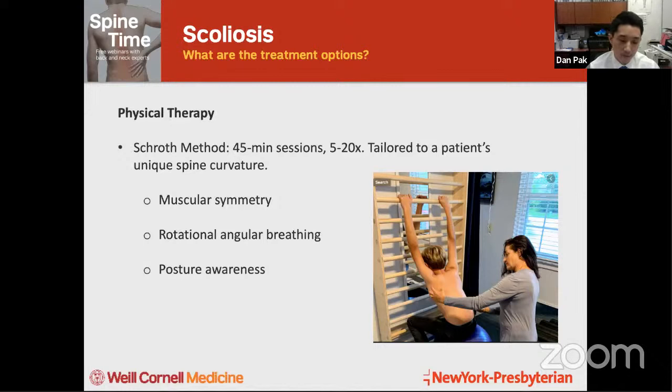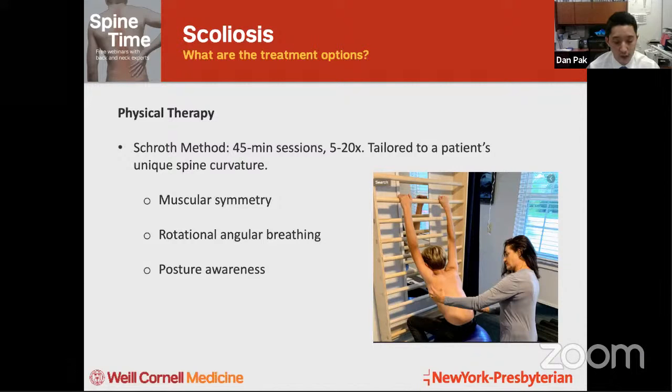So, for a lot of our patients with scoliosis, on one side of the back, the muscles may be weakened and wasted away. And on the other side, the muscles may be overworked and more prominent. So Schroth exercises are designed to address both of these problems, aiming to achieve muscular symmetry.